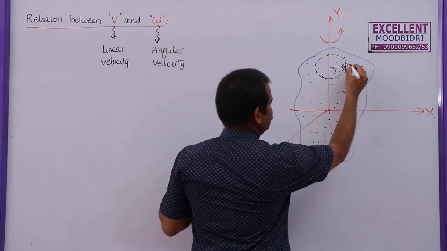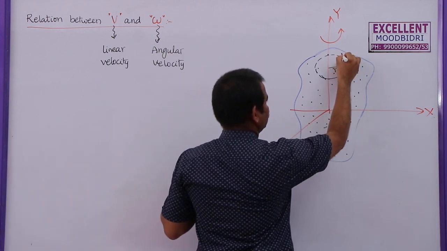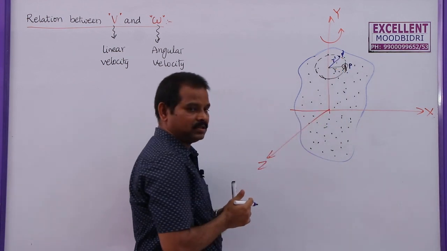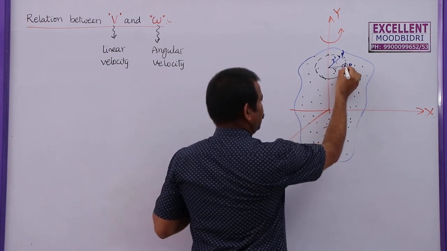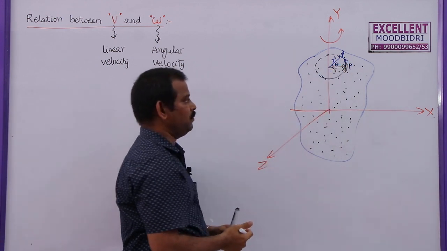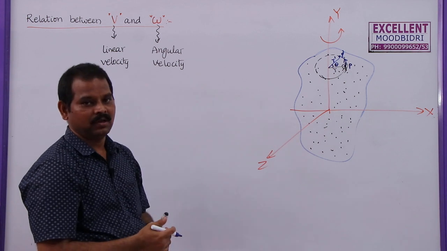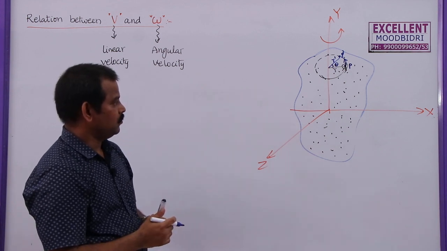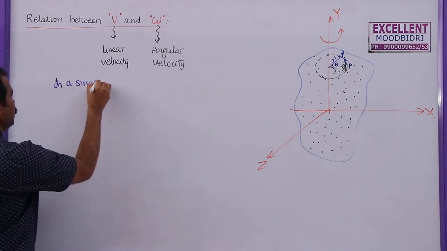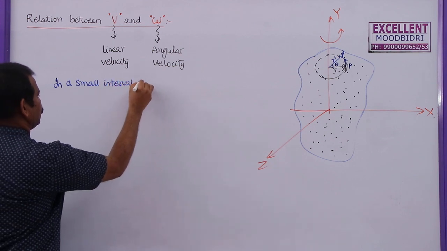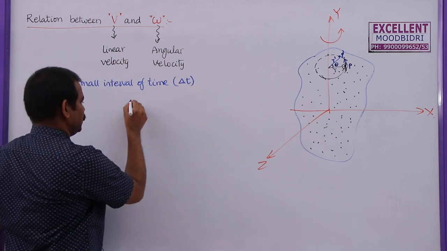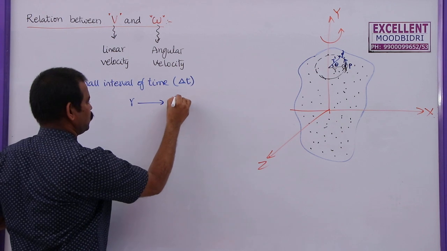Now, let us say this is the particle P. After some time, let us say this reached a position P dash. So, this will be the new radius of this circular path. When the particle moves from here to here, in this direction, this is the angle made by the radius vector at the center or at that axis of rotation. In a small interval of time, that is delta t, the radius vector changed from r to r dash.